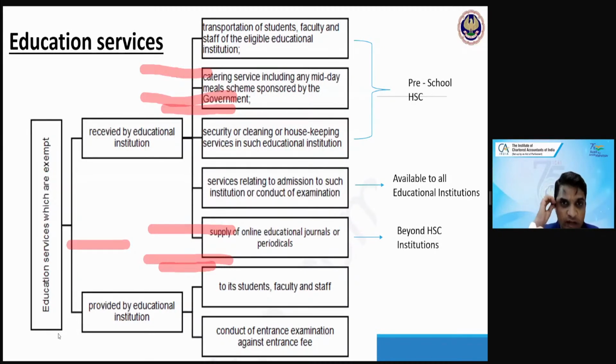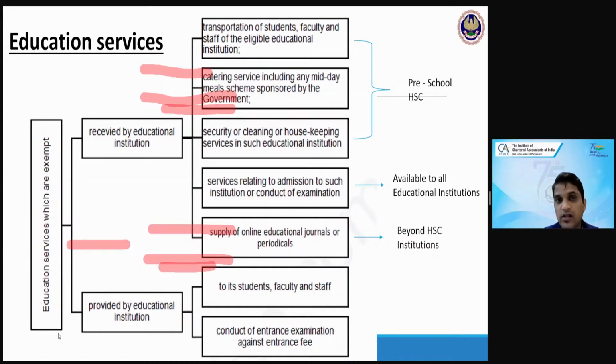Then security or cleaning or housekeeping services, that is also exempted, which means any security and cleaning person who's doing any service, they are all exempted up to what level? Up to preschool or higher secondary school level. After that, services relating to admission to such institutions is also exempted. Then supply of online educational journals or periodicals beyond higher secondary school will be exempted.